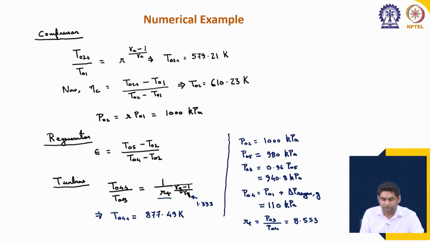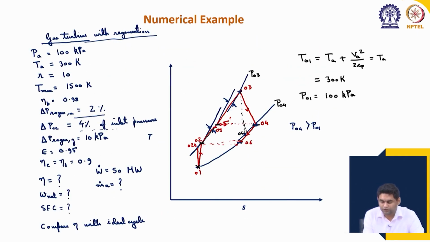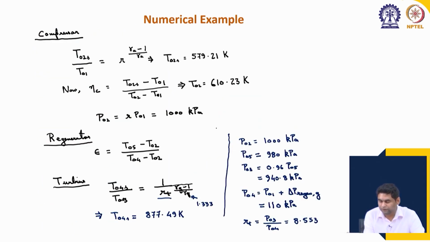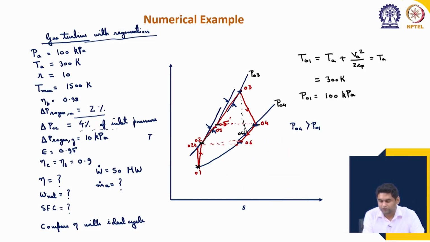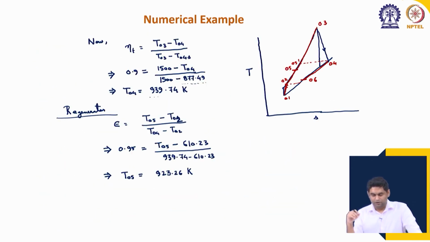So, till now we have found T01, P01, T02, P02, T05, P05 also we have found in the previous slide. T03, P03 also is known, and T04, P04. So, all the temperatures up to this 5 are known and all the pressures are known, but still we have some unknowns. We need to calculate the fuel air ratio because that is needed to calculate accurately the work output from the turbine. So, for that we will do combustion chamber calculation.